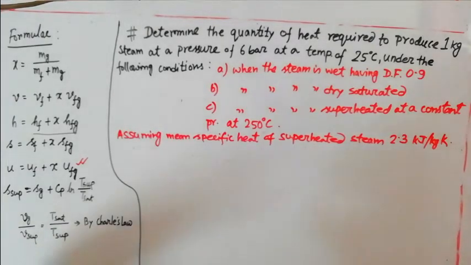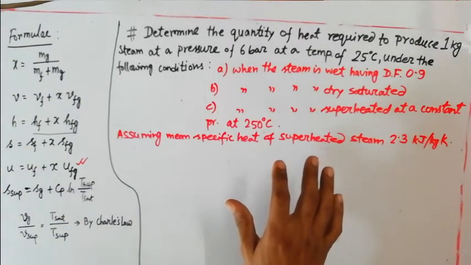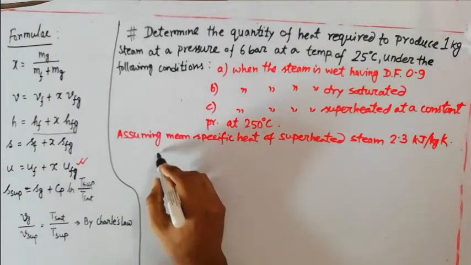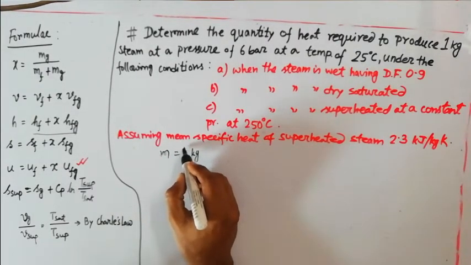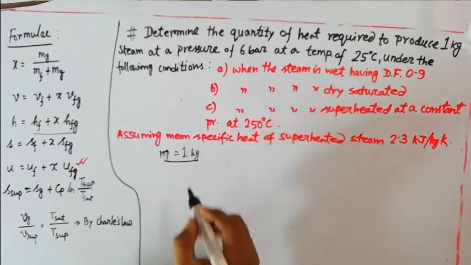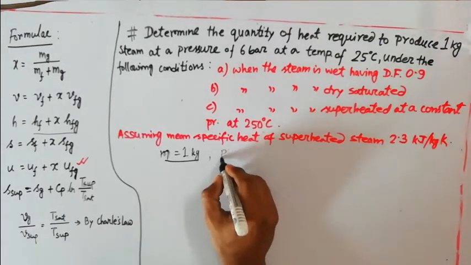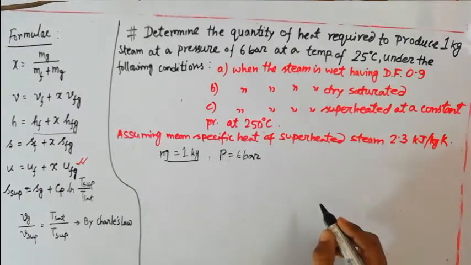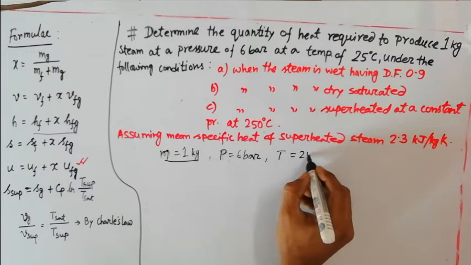Now the next problem from the steam table statement looks like this: determine the quantity of heat required to produce 1 kg steam. So the mass is given, 1 kg, so we have to find all those things for specific terms while the mass is 1 kg, at a pressure of 6 bar. So I am considering the pressure, that is 6 bar. It is given 6 bar pressure at a temperature of 25 degrees centigrade. So the temperature is also given, that is 25 degrees centigrade.